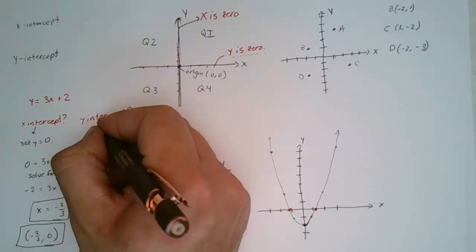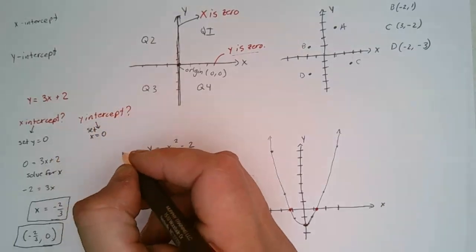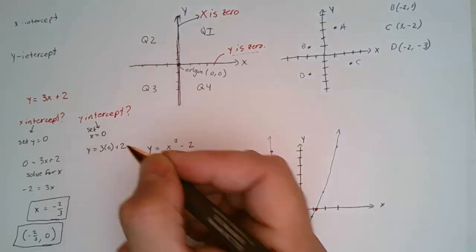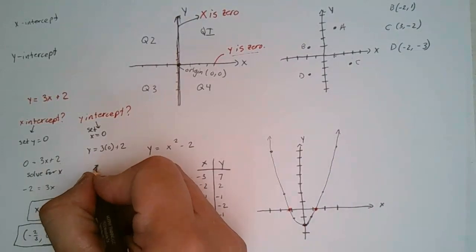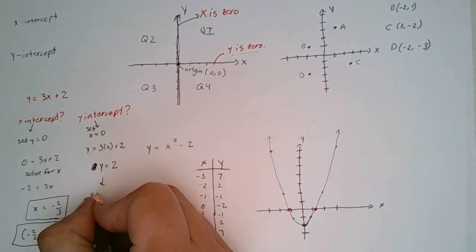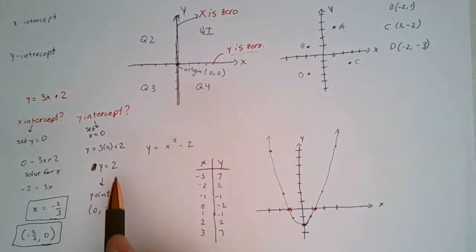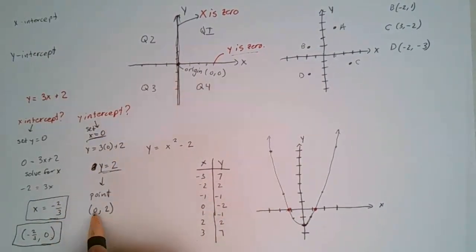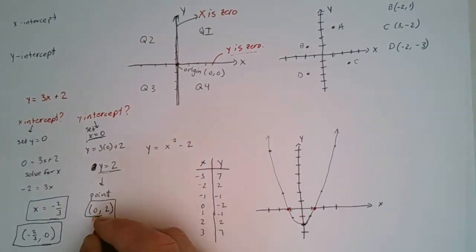How about the y-intercept? Well, you set x equal to 0. So I take y equals 3 times 0 plus 2. Well, 3 times 0 is 0, so I get what? I get y equals 2, which gives me the point 0, comma 2, because x is 0, y is 2, 0, comma 2. Okay, that is the y-intercept.